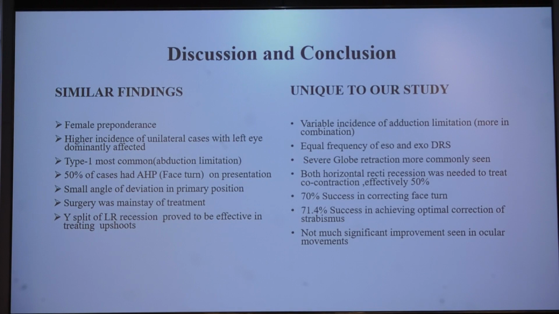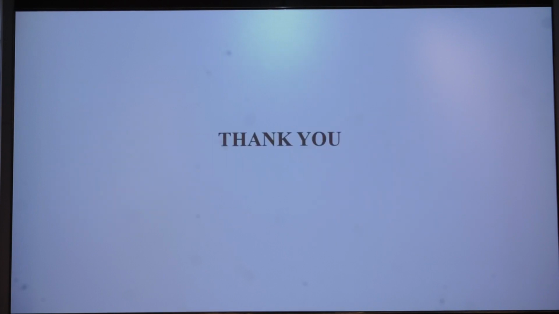The findings which were unique to our study were variable incidence of adduction limitation, equal frequency of esotropia and exotropia in DRS, and severe globe retraction, which was more commonly seen. Both horizontal recti recession was able to treat 50% of the globe retraction. 70% and 71% success was achieved in correcting the face turn with optimal ocular alignment. And not much significant improvement was seen in the ocular movements. Thank you.